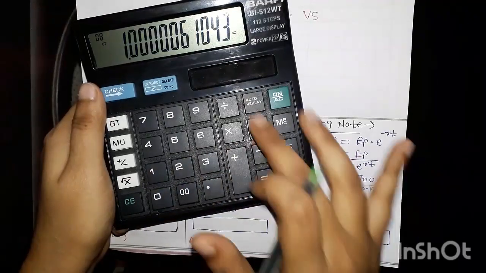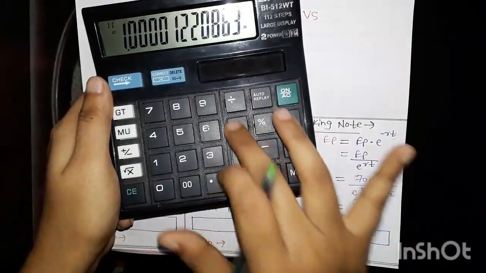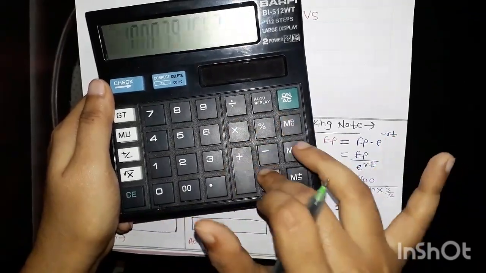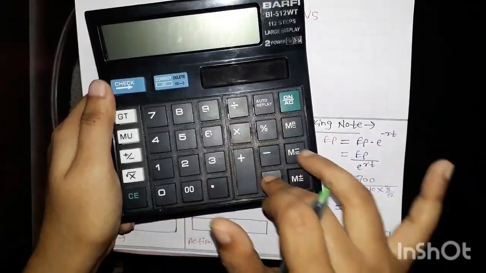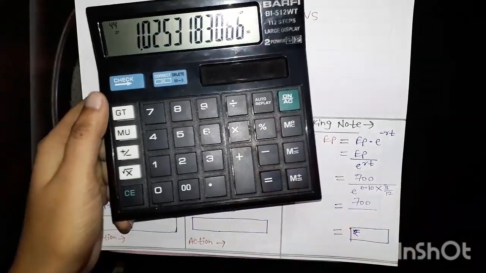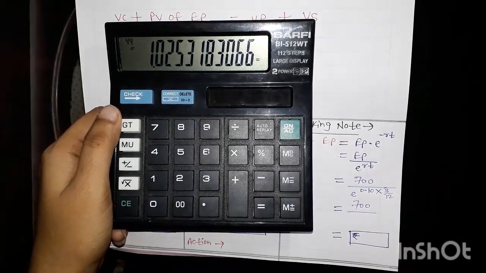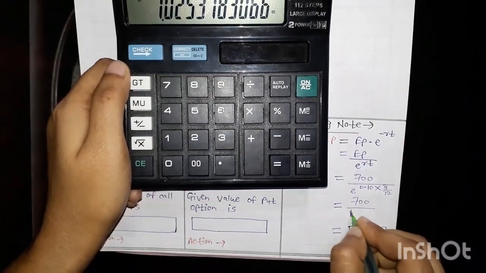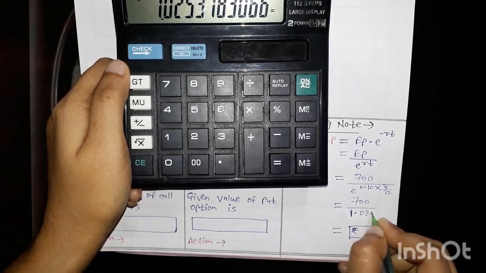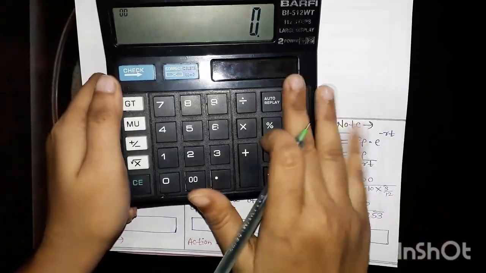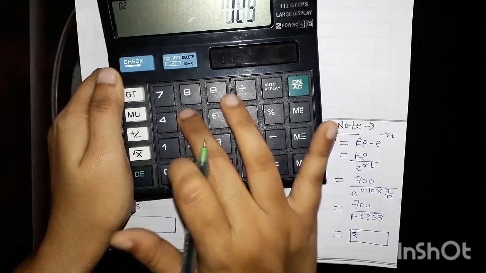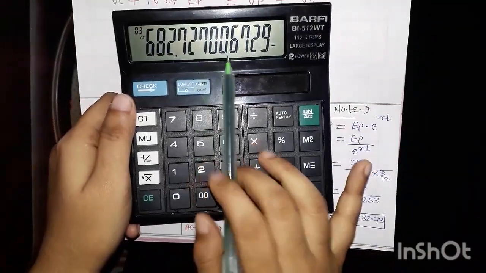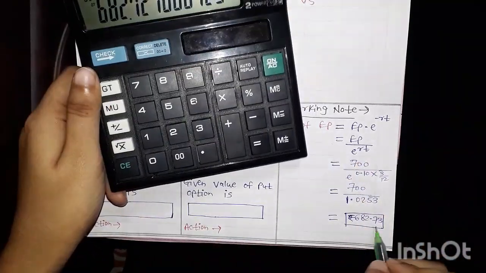So 1 2 3 4 5 6 7 8 9 10 11 12, that is 12 times. I am getting the value like this. We are going to use this value up to 4 decimal places, so 1.0253. So 700 divided by 1.0253, I am getting here 682.73, because due to this 7 this 2 will become 3, so 682.73.